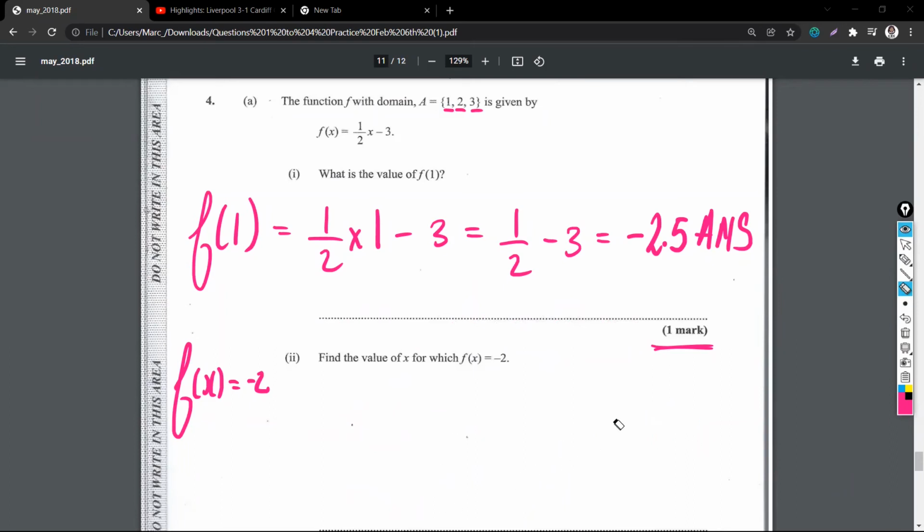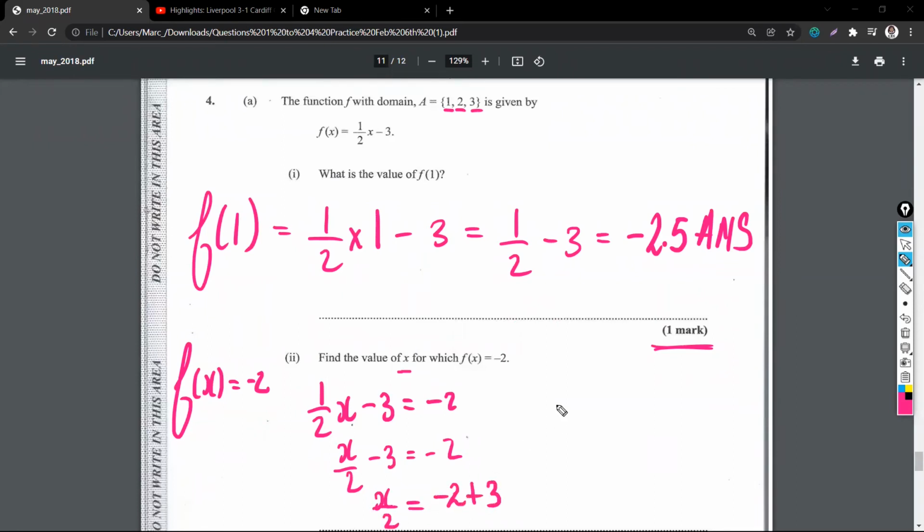So guys, when they say you need to put f of x equal to minus 2, find the value of x, all you need to do is say a half x minus 3 is equal to minus 2. Make x the subject, so x over 2 minus 3 is equal to minus 2. x over 2 is equal to minus 2 plus 3, so x over 2 is equal to 1. Multiply both sides by 2, it depends on what you want to do. This 2 will cancel this, and x should be equal to 2. And that's the answer. Make sense, guys?